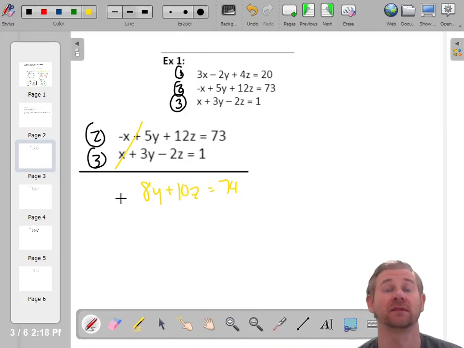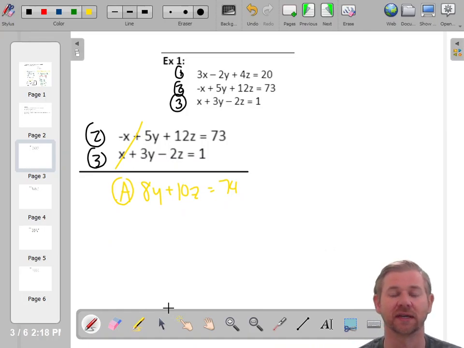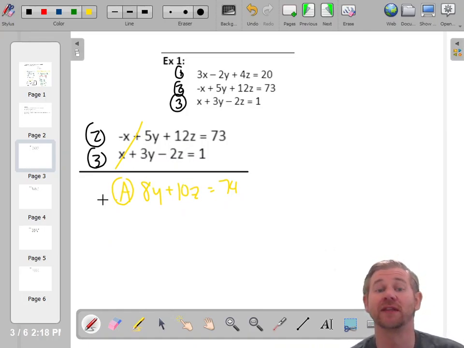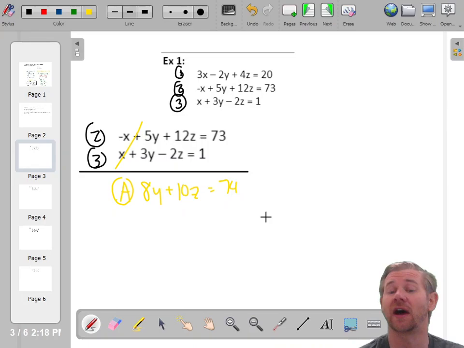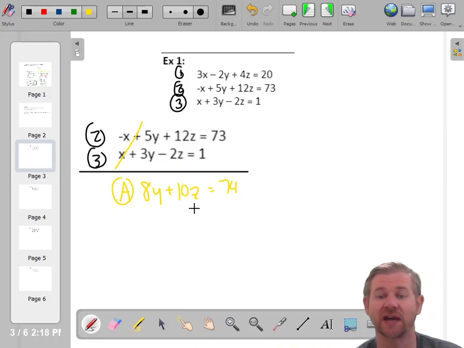Okay. I'm going to call this line A. And this is the first of our 2 variable system. So I've gotten rid of one variable. I need to do it again. And like I said, I need to eliminate x again.